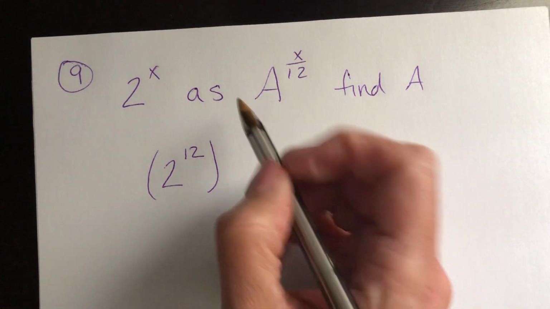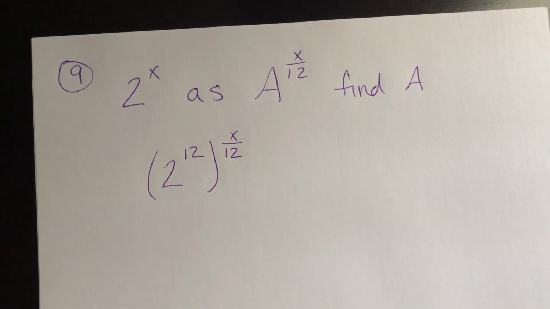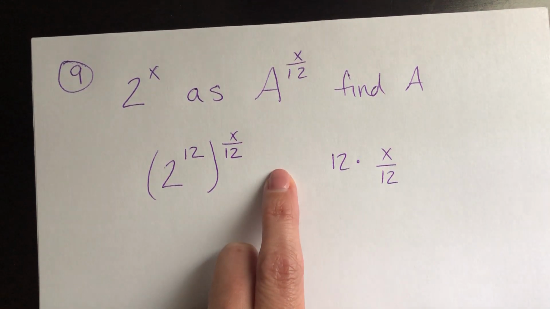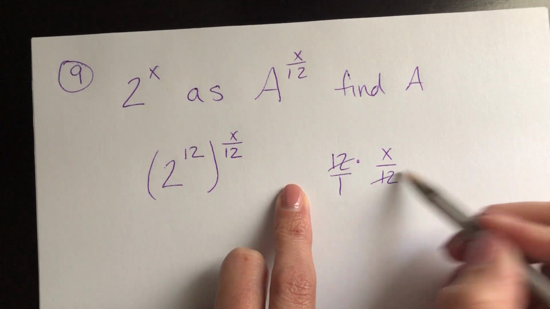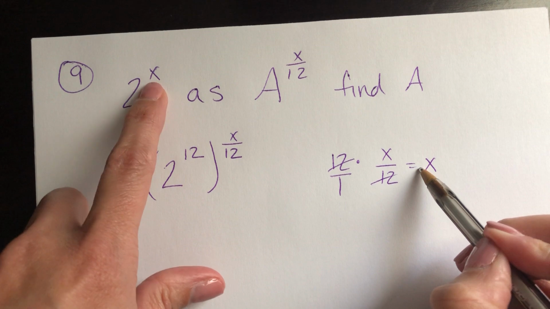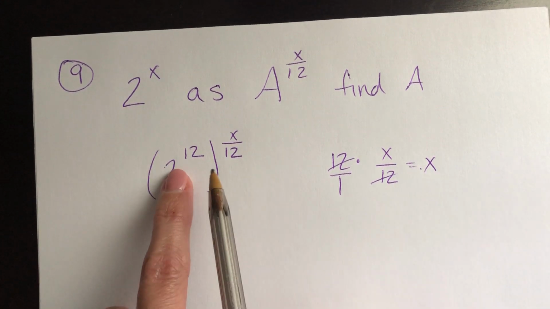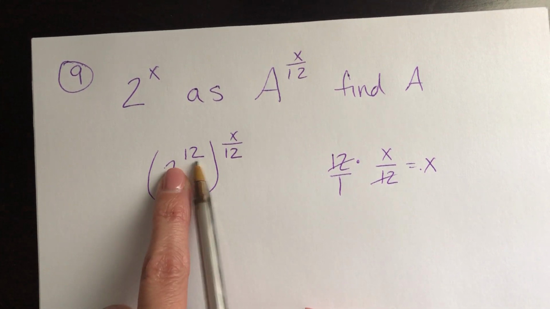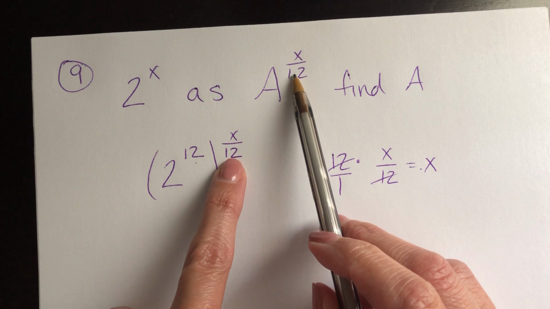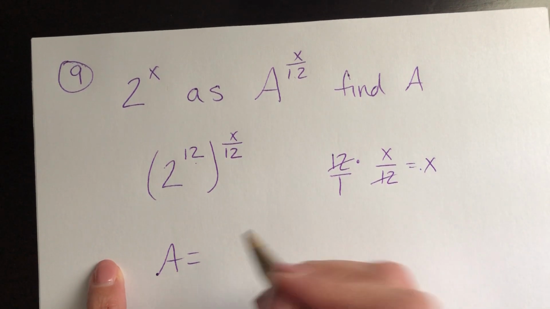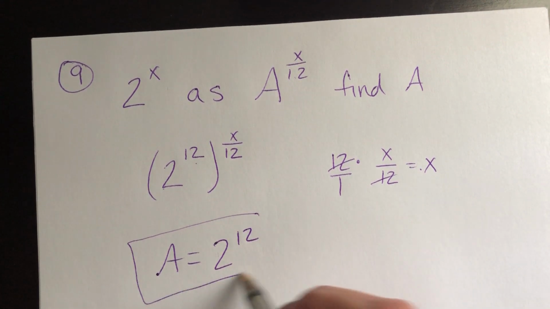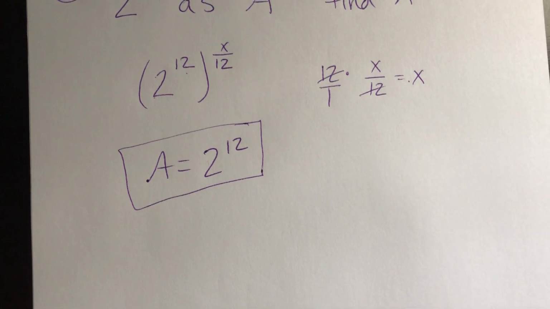Remember, I'm trying to get that exponent, x/12. Let's test out my theory to see if this worked. I'm just going to do a little side note here. 12 times x/12. Well, I can put that over 1. Those cancel out, and I'm just left with x. So that worked out. So I just took the reciprocal here. Reciprocal of 1/12 is 12. And now I know that A is 2 to the 12th.